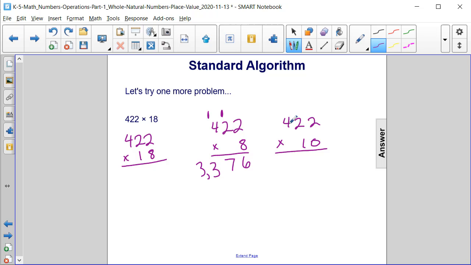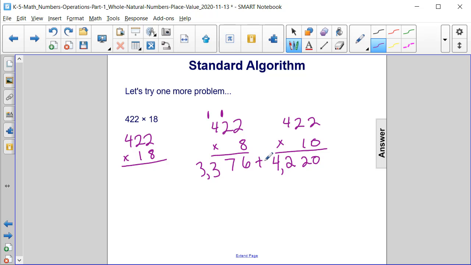So 422 times 8 is 3,376. Now let's multiply 422 by the 10 from the 18. So 10 times 2 is 20. And then 10 times 20 will give us 200. And 10 times 400 will give us 4,000.